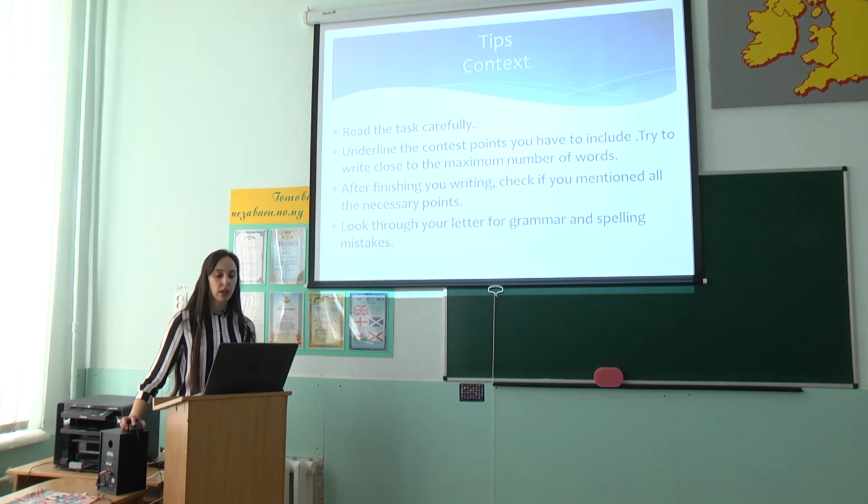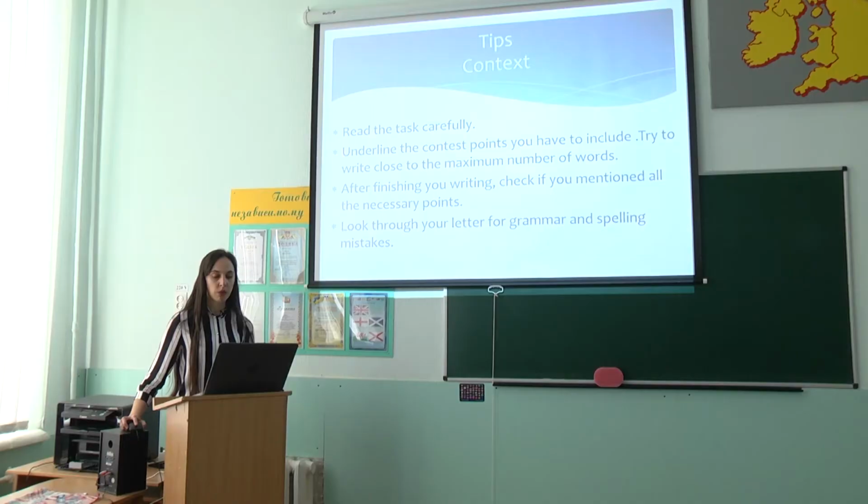Read the task carefully. You remember that we had 3 questions, right? Which you are to answer. Underline the content points you have to include, these 3 questions. Try to write close to the minimum number of words. You remember the amount of words I told you before. After finishing your writing, check if you mentioned all the necessary points. That's really, really important. Look through your letter for grammar and spelling mistakes.